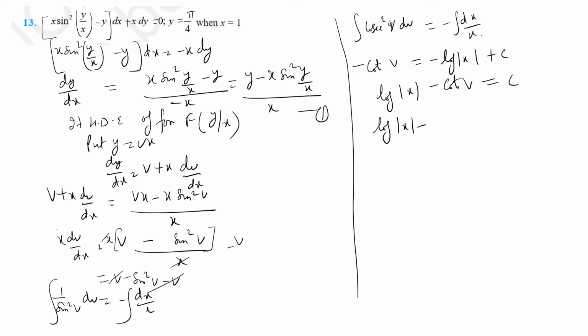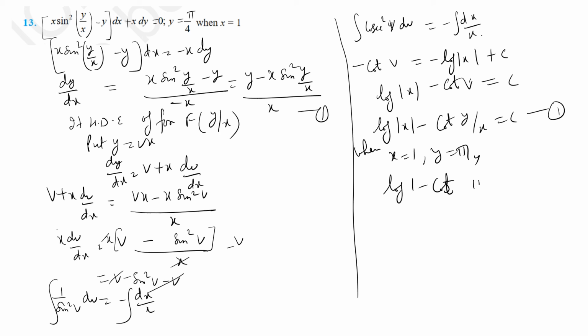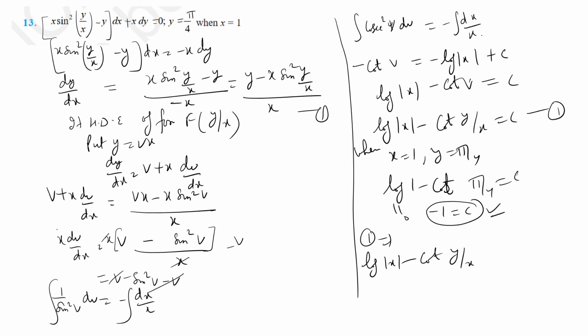Let us replace the values because I am going to find the particular value of the constant. We will apply the condition when x is 1, y is pi by 4. So it becomes log 1 minus cot of pi by 4 upon 1, which is pi by 4, is equal to c. So log 1 is 0 and cot pi by 4 is 1, so we get c as minus 1. Come back to equation number 1. We get log mod x minus cot y upon x is equal to minus 1.